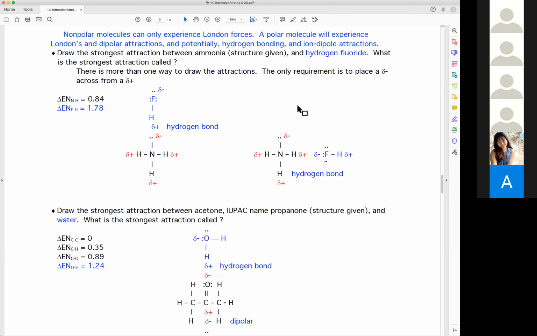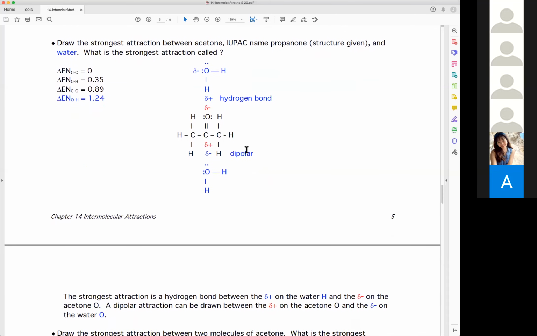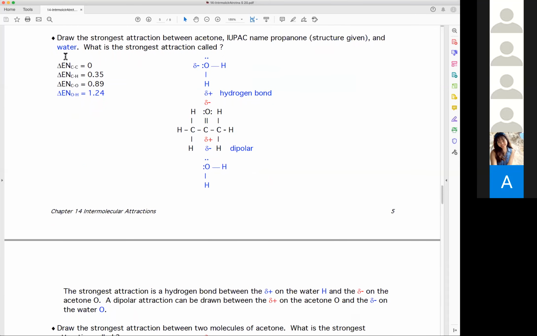So does hydrogen fluoride dissolve in water? The answer is yes, very strongly, because they're attracted to each other by multiple hydrogen bonds. What about between acetone and water? Okay. So here's acetone. I know you guys don't know the structure of that.